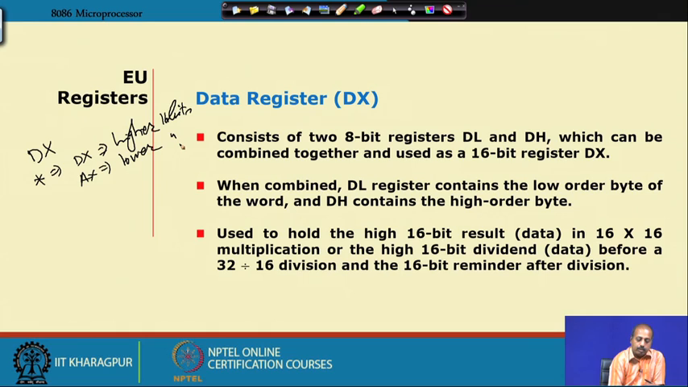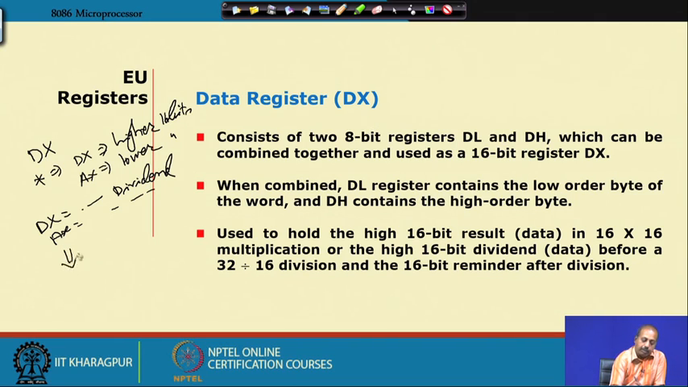And for division, we are going to divide 32-bit data by 16-bit data. So, this high 16-bit dividend before the 32 by 16 division: the dx register will have the higher order 16 bits of the dividend, and the lower order 16 bits will be in the AX register. AX will have the lower order dividend, and after division the dx register will contain the remainder.